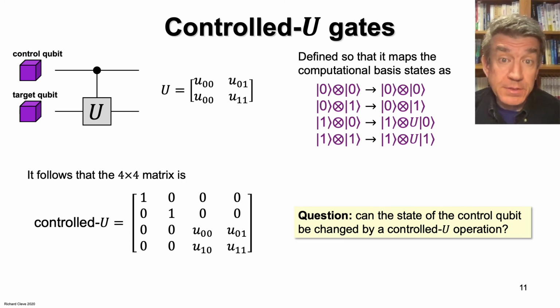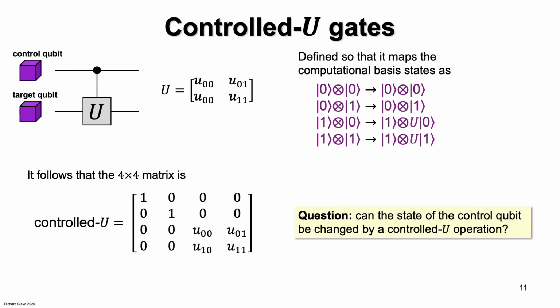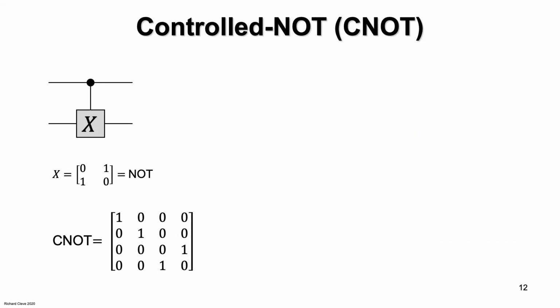A spoiler alert. This question will be answered during this lecture. So, if you want to try to figure this out yourself, you should definitely pause the video. Let's consider a specific controlled-U gate for the case where U is the Pauli X, the NOT gate.